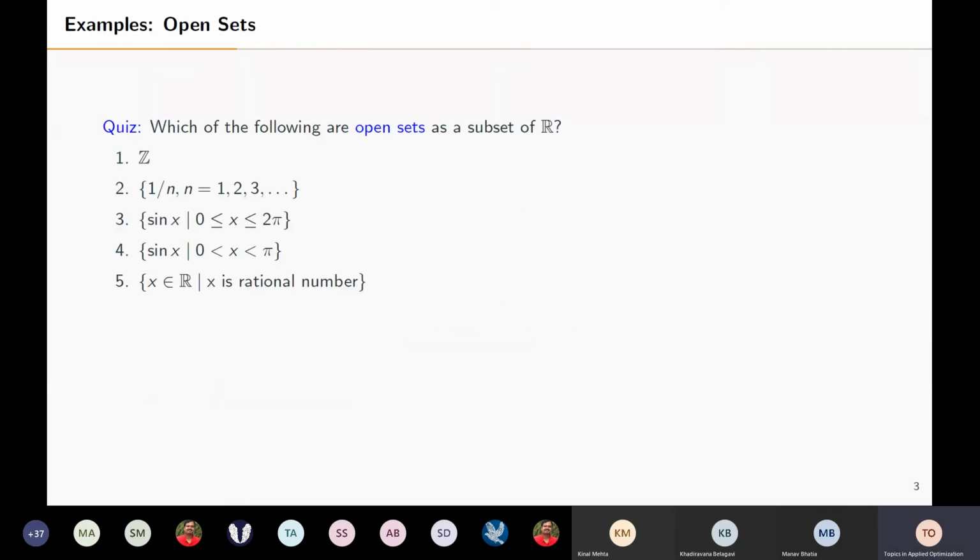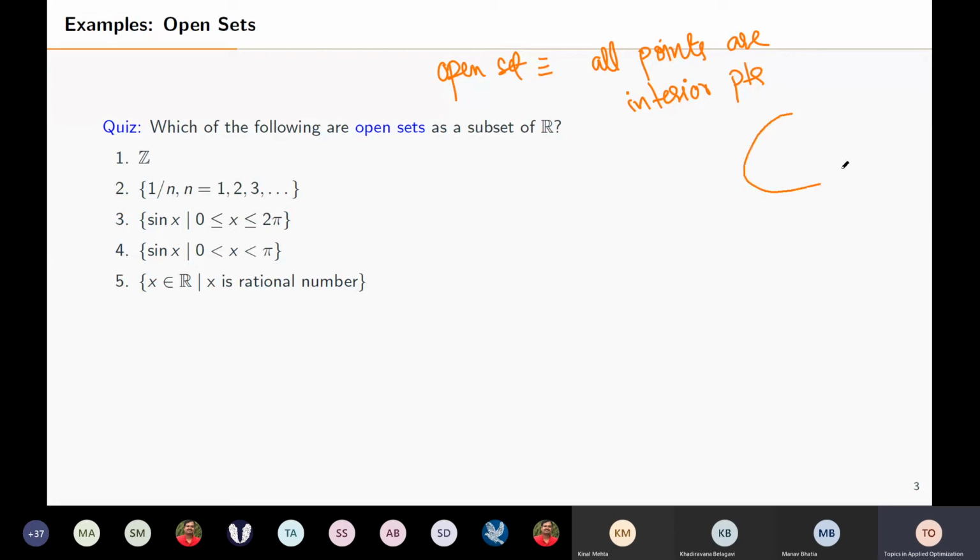So now you can play with this example just to be clear that you understand these things clearly. Which of the following sets are open sets? Let us say the set of integers. Is this an open set? So what was the open set definition? Recall, all points are interior points.